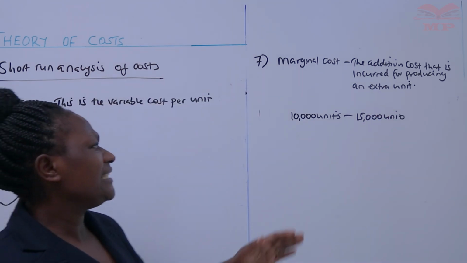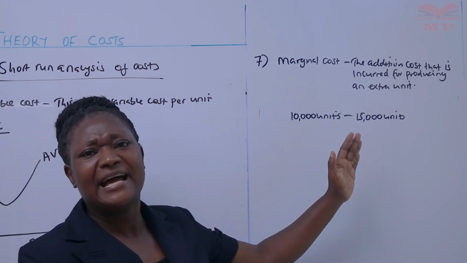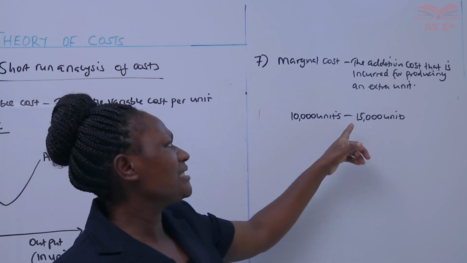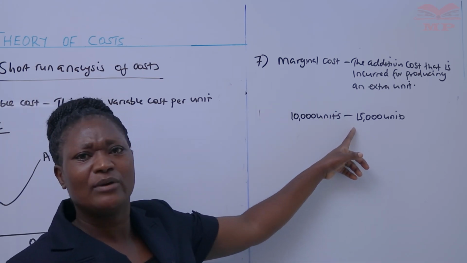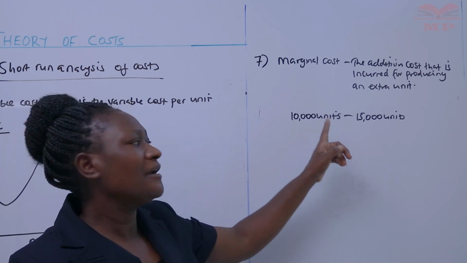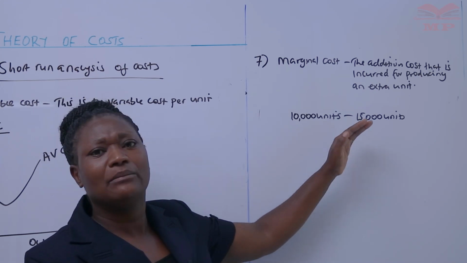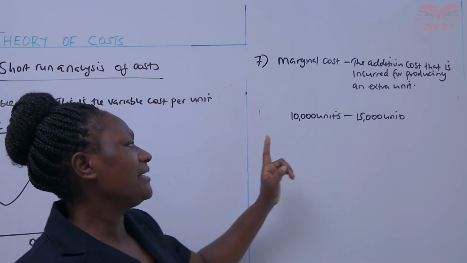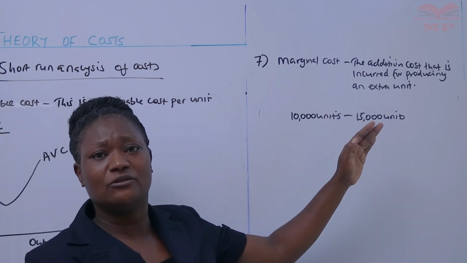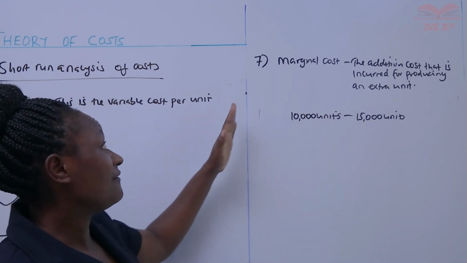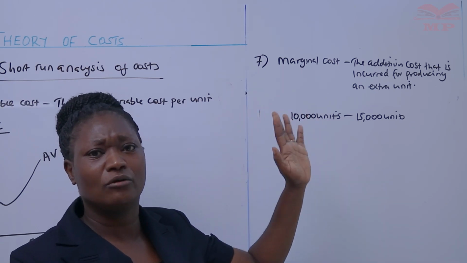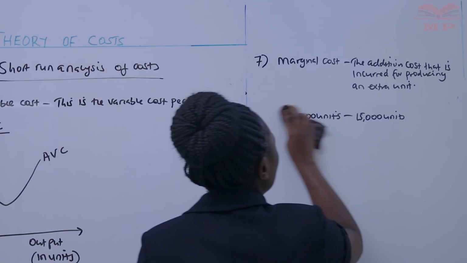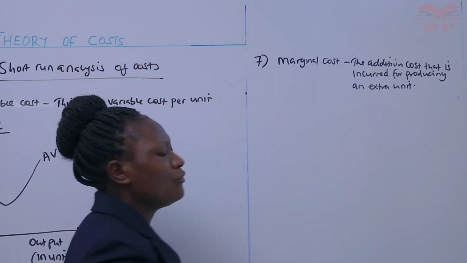A marginal cost is that cost which will be incurred for producing an extra unit. So in this case, our extra units will be 5,000 units more than what you've been producing. The costs that are associated with the 5,000 units that you are producing is what we are referring to as a marginal cost. So a marginal cost cannot be incurred where there is no change of output.